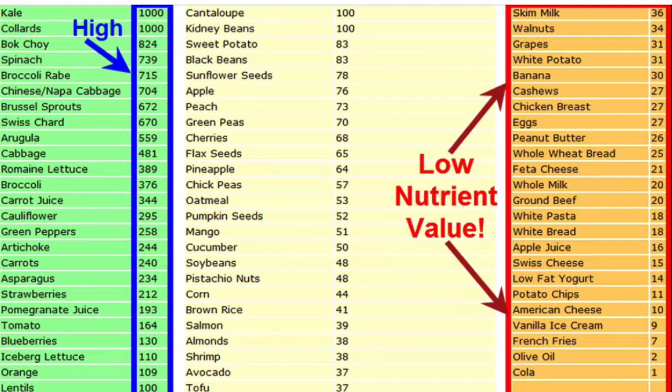So this is Joel Fuhrman's chart on nutrient density. The green side is the ones that are the best, the highest nutrient. That's the highest amount of vitamins, minerals, and phytonutrients divided by the calories, so more bang for your buck. And then on the right side is the lowest nutrient qualities.